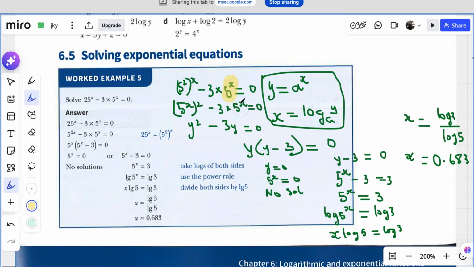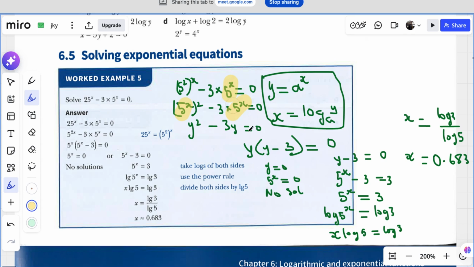It's just a logic to make them the same. It's the same thing, whether you say 5 raised to power x then multiply by 2, or 5 raised to power 2 multiplied by x. So the logic is to enable me to define this one. Assume 5 raised to power x equal to y. So this one will automatically become y squared minus 3 times y equal to 0, because 5 raised to power x is y.